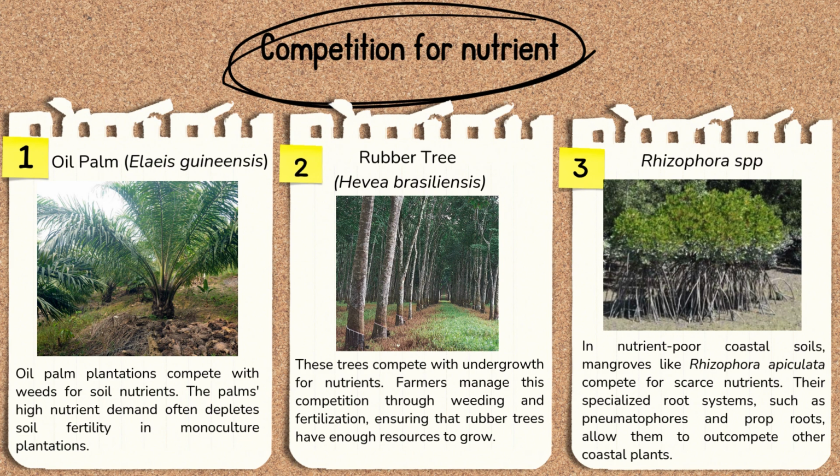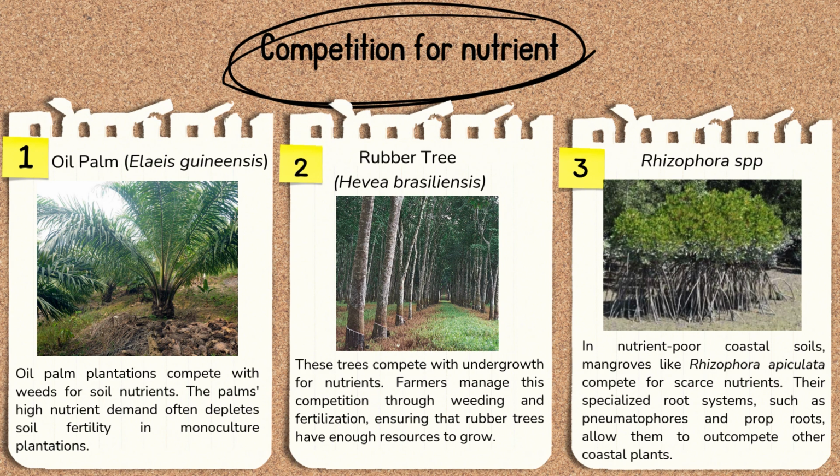The next one is the rubber tree. In rubber tree plantations, these trees compete with the undergrowth for nutrients. Farmers manage this competition through weeding and fertilization, ensuring that rubber trees have enough resources to grow.